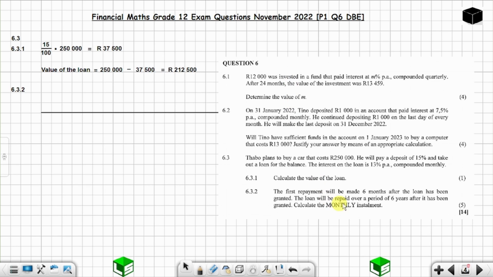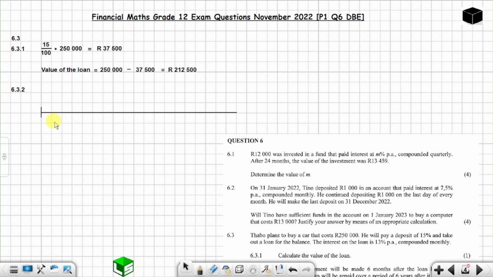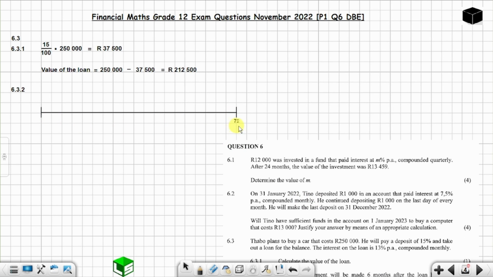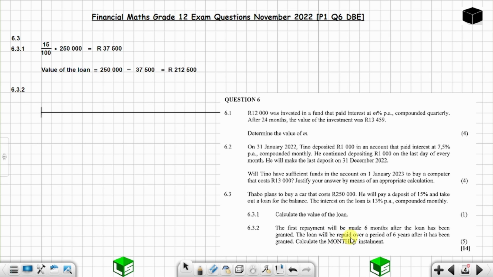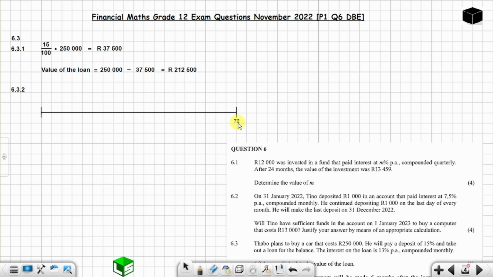Remember, the loan will be paid over a period of 6 years. In 6 years, you are going to have 72 months. 12 times 6 is equal to 72. Because you are told the loan will be repaid over a period of 6 years. I hope you know that. So this is a 6-year period timeline.